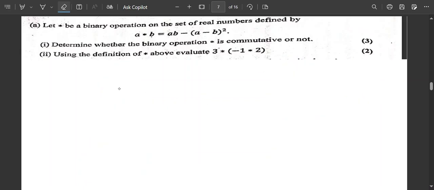Okay, so let the star be a binary operation on the set of real numbers defined by a star b is equal to this one, and this is the order, by the way. Then determine whether the binary operation is commutative. So when something is commutative, a star b should be b star a. So I can test this one by using numbers. I can choose numbers, or even using the same variables still give me the same answer.